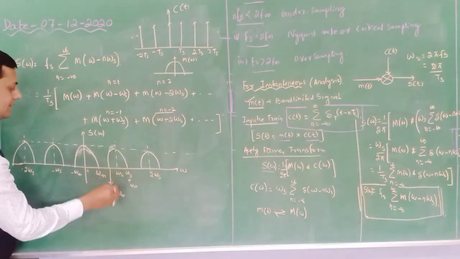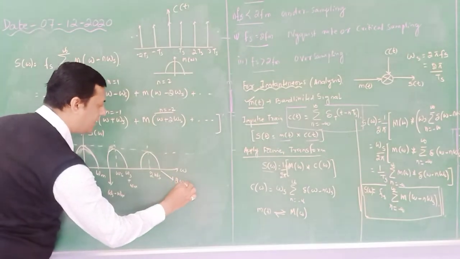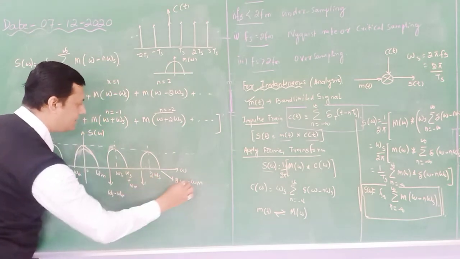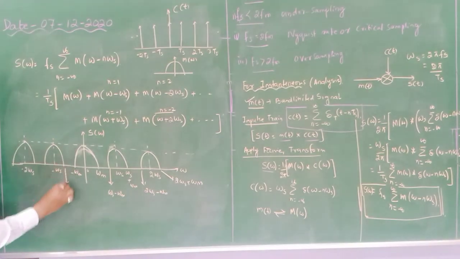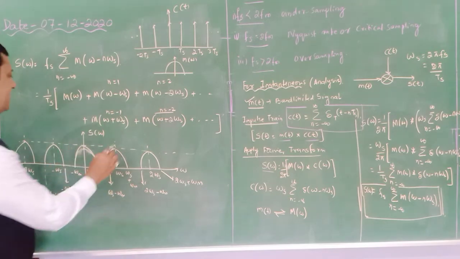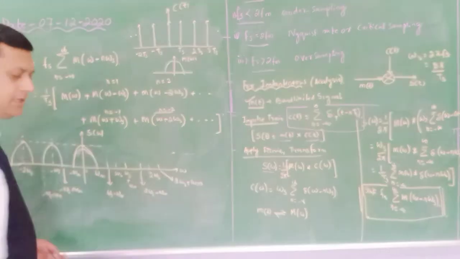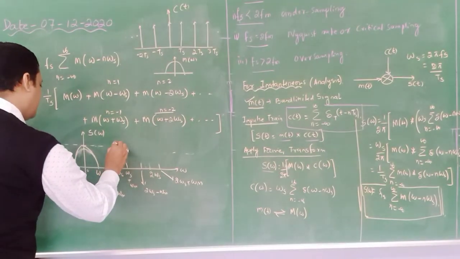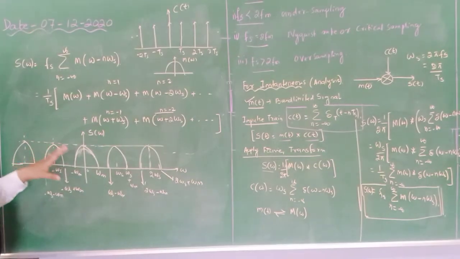Now this point is omega_s minus omega_m, this position is omega_s plus omega_m, this point is 2 omega_s minus omega_m, and this is 2 omega_s plus omega_m. Similarly, this point can be written as minus omega_s plus omega_m, and here I can write minus omega_s minus omega_m. Similarly for this also we can represent. So this is the spectrum, and all the amplitudes will be uniform. The amplitude of the sampled signal is uniform.